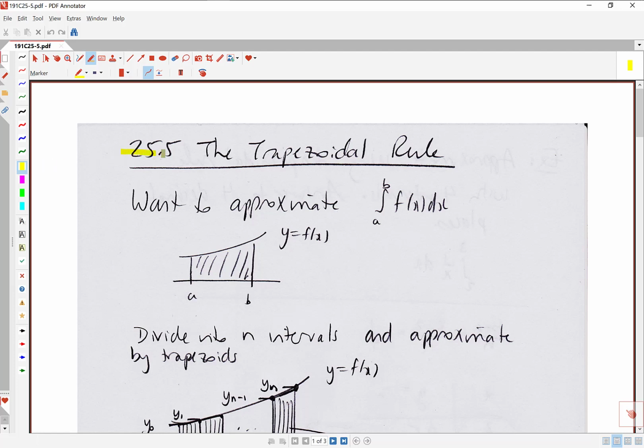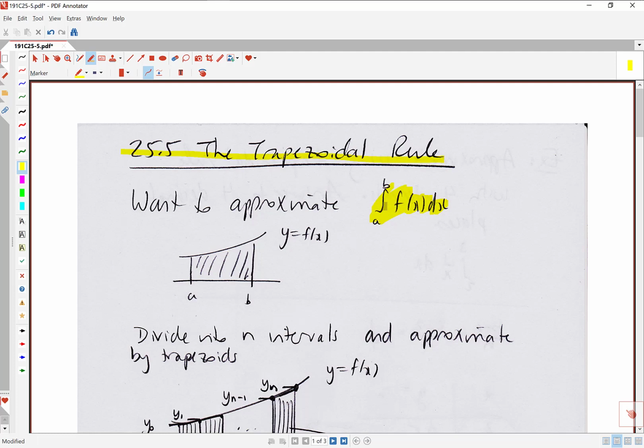In this video, we're going to look at something called the trapezoidal rule. The idea of what we're doing in this video is we want to find a way to approximate a definite integral. So imagine you've got the integral from a to b of some function f of x dx. Sometimes these integrals are hard or impossible to calculate, and so we want to come up with a numerical method to help us approximate the value.